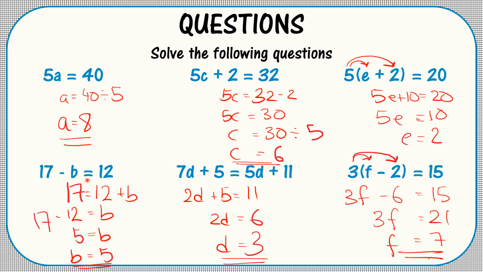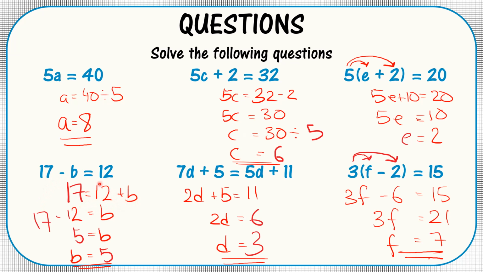In this next example, what you need to understand is that 17 minus b is equal to 12. The final answer we want to achieve is b equals something. So we need to first of all make this b positive. The way you make this positive is taking it to the other side of the equal sign. On the left hand side it was minus, so on the other side it will become a plus. So 17 is equal to 12 plus b.